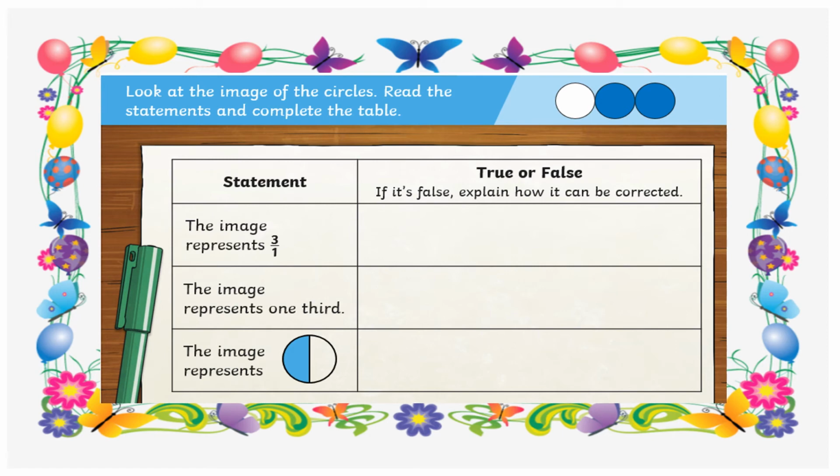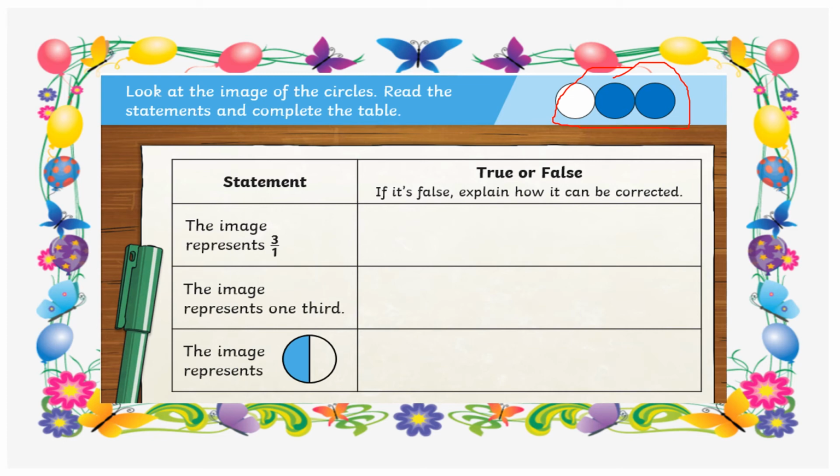Okay, look at the image of the circles, read the statement and complete the table. Pause the video and have a go. Look at the image we are looking at here, this one up here. So you're going to answer the question, true or false. If it is true, you write T. If it is false, you write false. Okay, pause the video and have a go.